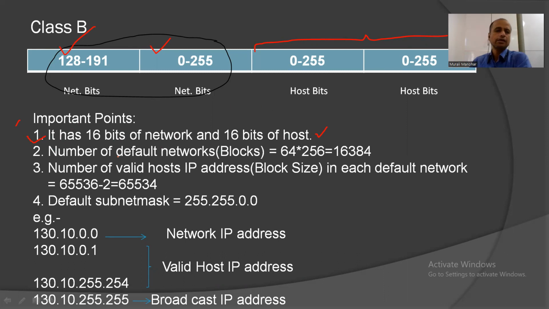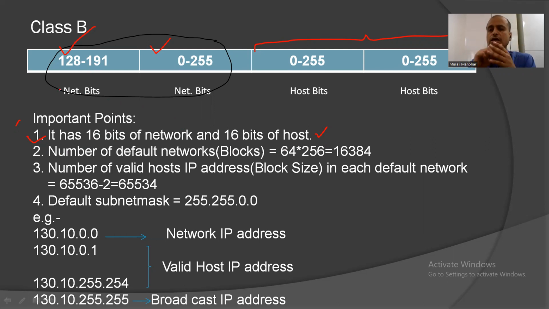Fine. Then the next question is how many different networks we can form in class B. In case of class A, we can form only 128 different networks. But in class B, we can form more networks than class A. For this calculation, just see, its range is 128 to 191. It means the total value will be 64. If you start counting from 128 to 191, the total value will be 64.